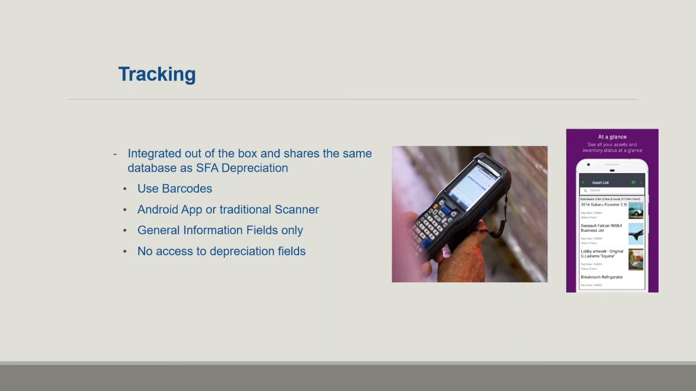Now, users that are using the tracking module have no access to the depreciation fields. So that's actually a good thing. You can feel confident that you can assign those tasks to a different group, and accounting has no worry that the person doing a physical inventory can accidentally change something like your depreciation method or estimated life in an asset detail.